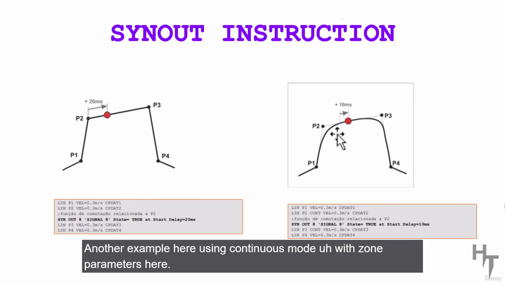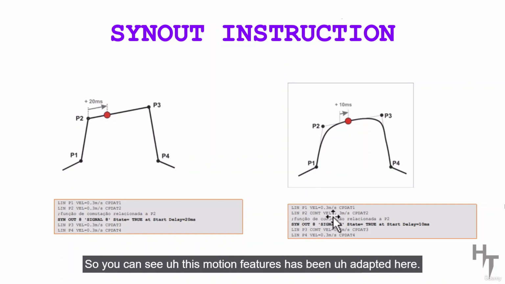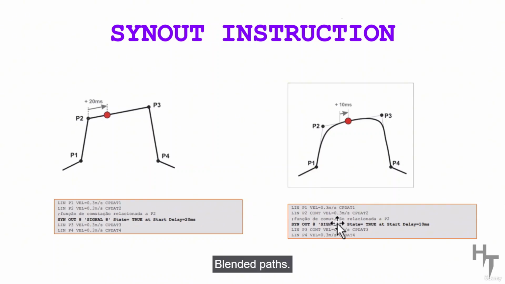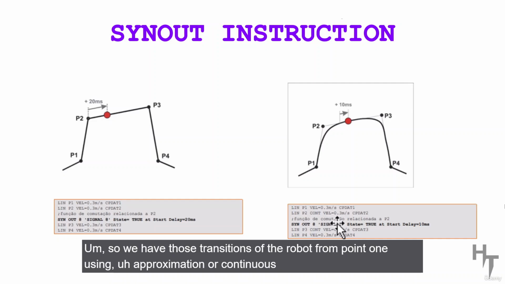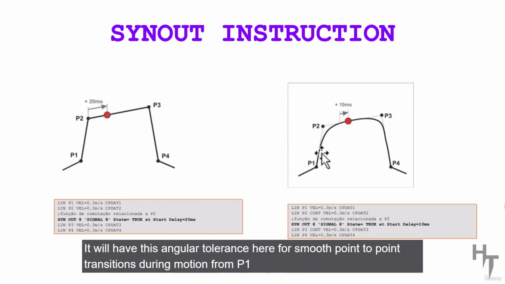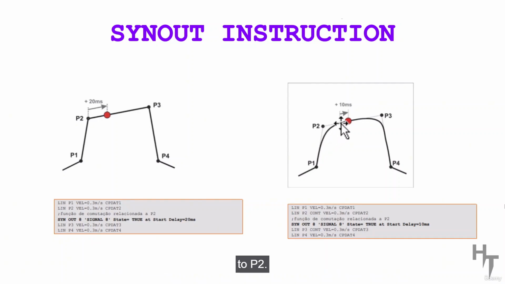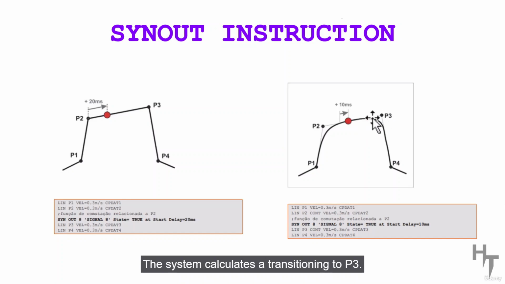Another example here, using continuous mode with zone parameters. So you can see these motion features have been adapted here, blended paths. So we have those transitions of the robot from point 1 using approximation or continuous movement. It will have this angular tolerance here for smooth point-to-point transitions. During motion from P1 to P2, the system calculates transitioning to P3.